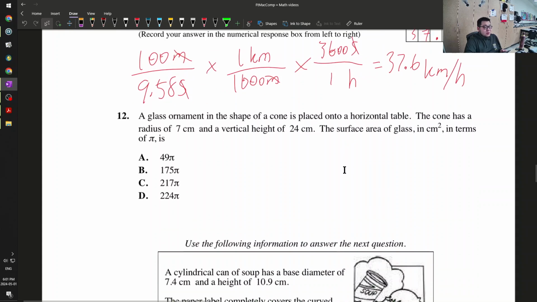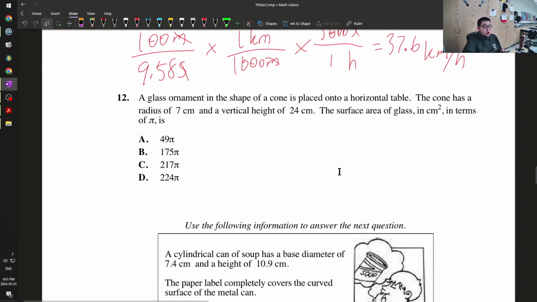Okay, 12. A glass monument in the shape of a cone is placed on a horizontal table. The cone has a radius of 7 centimeters and a height of 24 centimeters. What is the surface area? Okay, so surface area of a cone is equal to pi r s plus pi r squared. There we go.